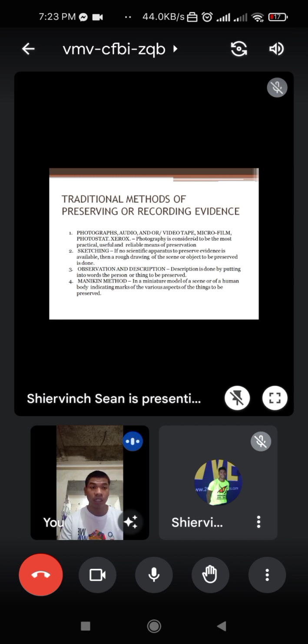Sketching: if no scientific apparatus to preserve evidence is available, then a rough drawing of the scene or object to be preserved is done. For example, sketching of the things that happened, or sketching of the place where the crime was done. Next is observation and description. A description is done by putting into words the person or things to be preserved.